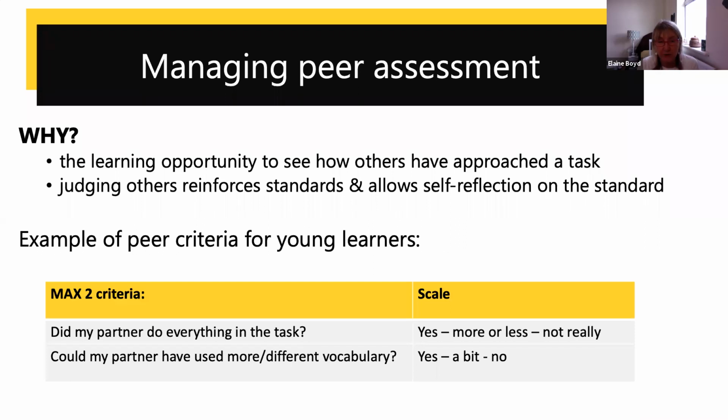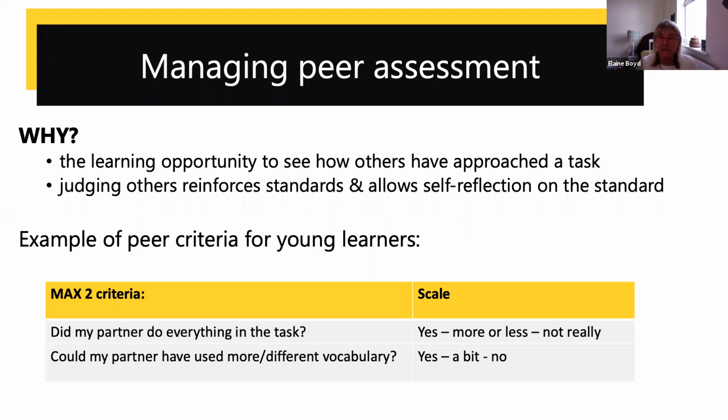I would allow them, and I don't know if you can probably manage this offline, if they do this, to have some discussion about it. So they're not just judging their partner, but they then have some discussion about it. And I also think you should put them on the spot here. So, for example, could my partner have used more vocabulary? You have to say to them, okay, what then? What is this more vocabulary they could have used?